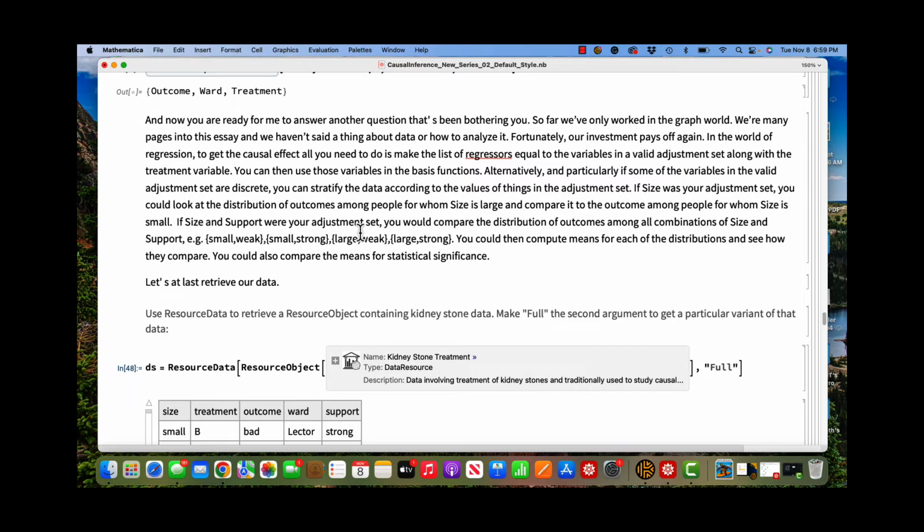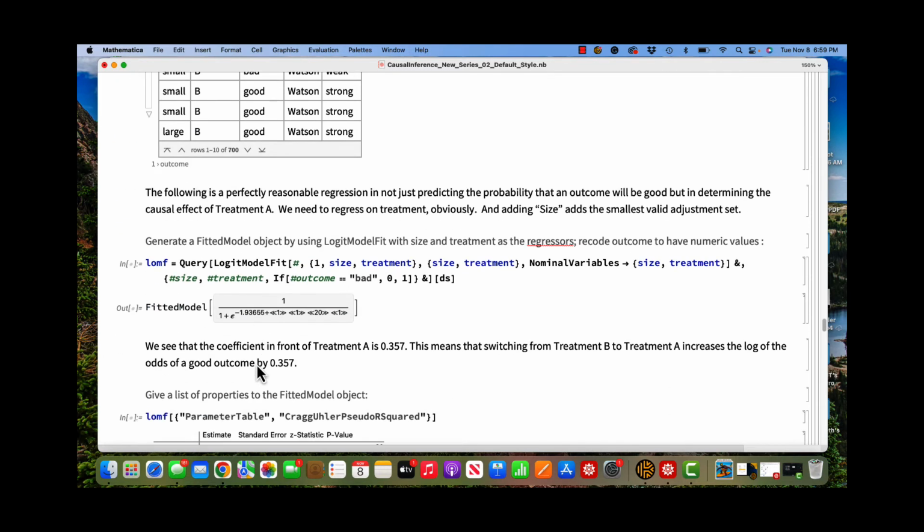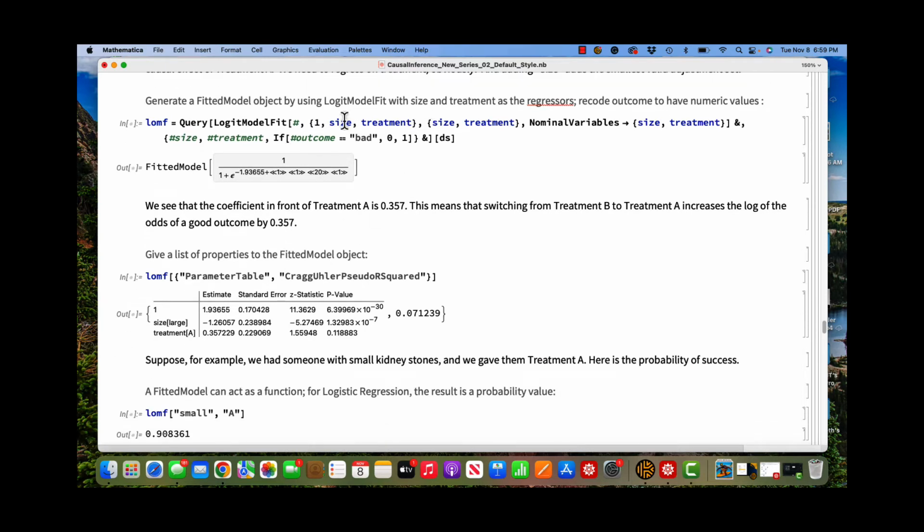That is, for example, supposing, as is the case here, that size is discrete, you could look at the mean outcome of people for combinations of size and treatment and see if there was a difference in the mean probability of a good outcome. Okay, and so here I'm just showing you how you would do the logistic regression, and if you do it properly, for example, using just size as an adjustment set, that's proper.